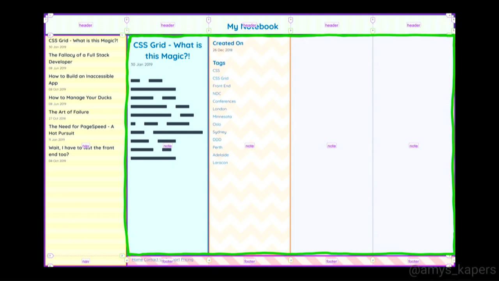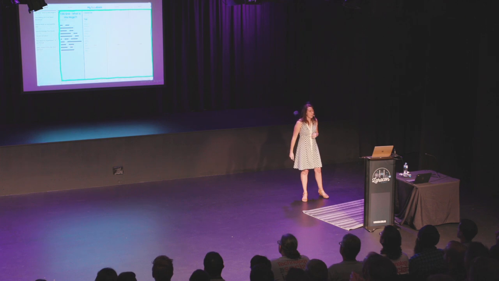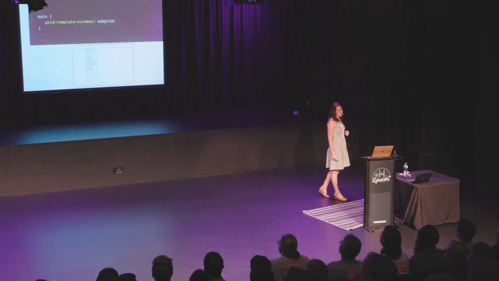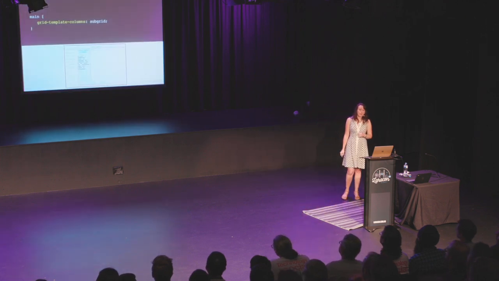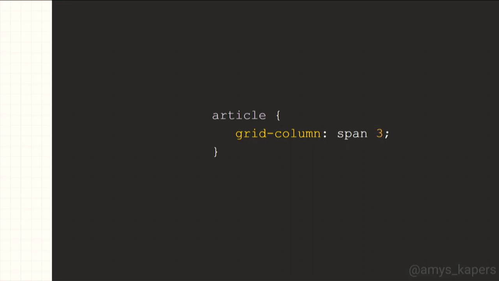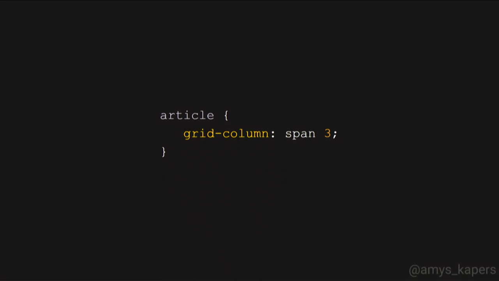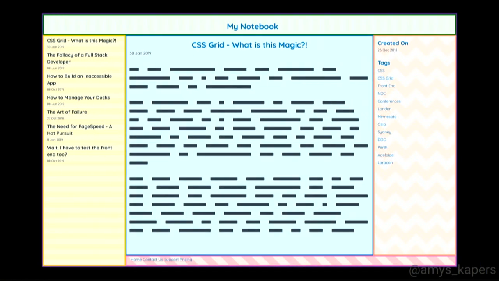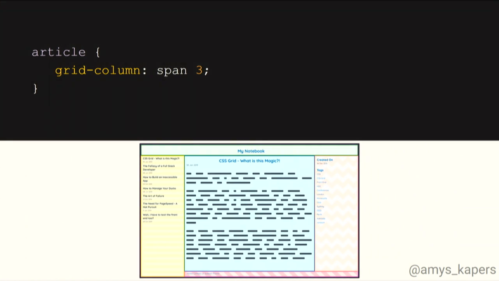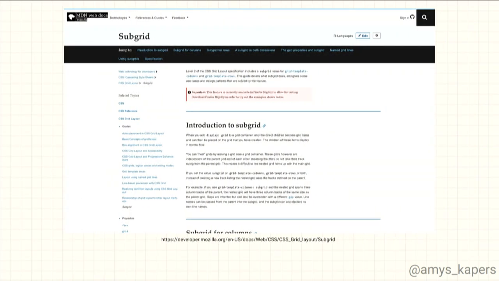If you're able to see the green outline there, that's a child grid, but the two items inside of it are still taking up columns the same way they should inside the parent grid. So this is really cool. Then I assign to the article that I want it to span three of those columns, which pushes it out so our sidebar sits on the end of that main area there. Now, subgrid is still relatively new and there's really great documentation on MDN, so I recommend having a look at that one.